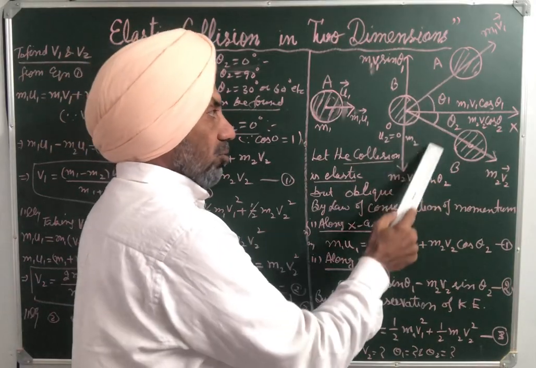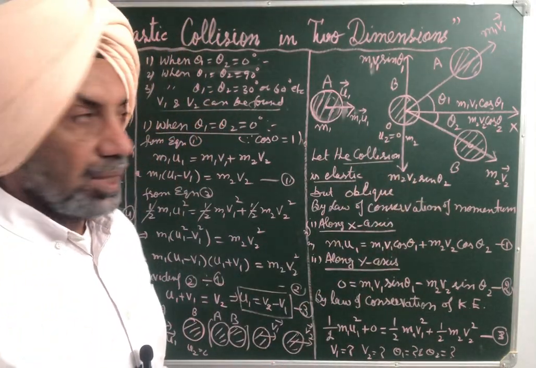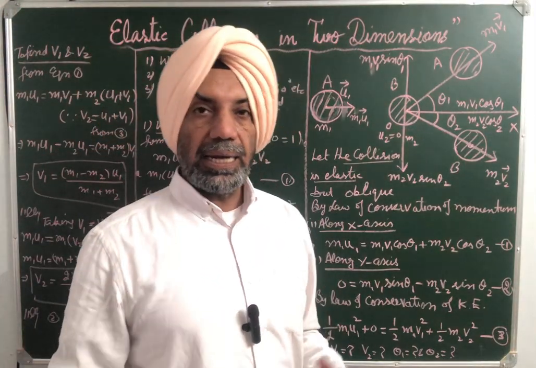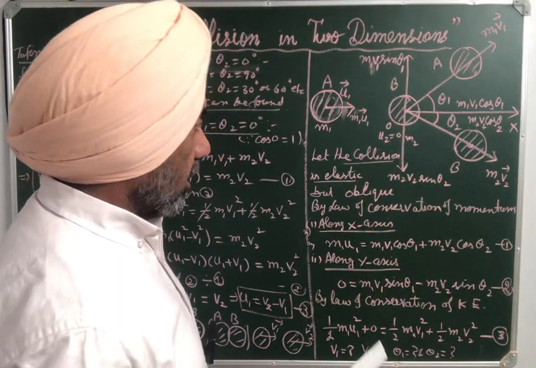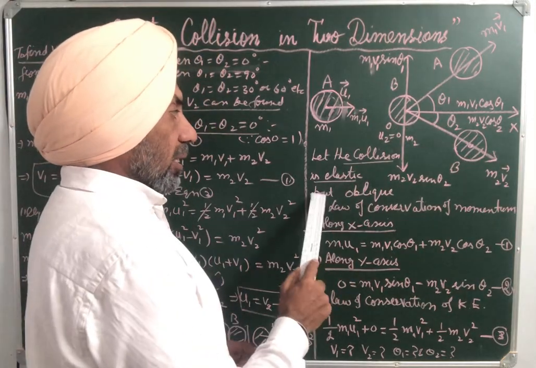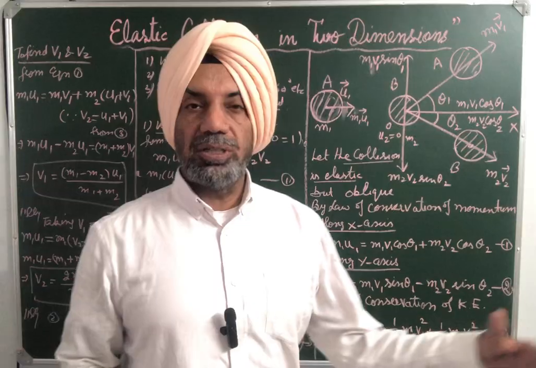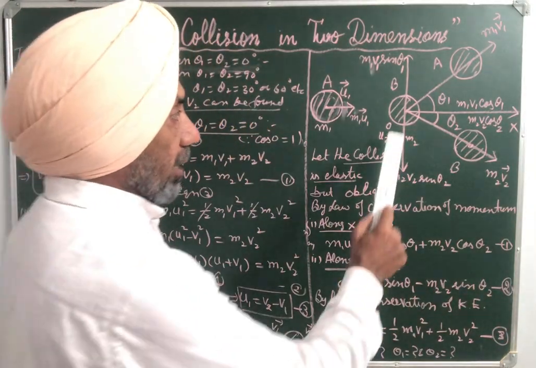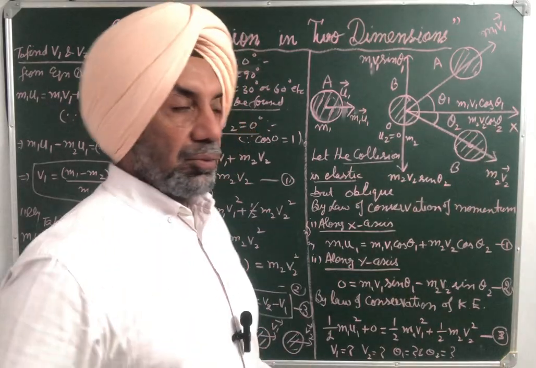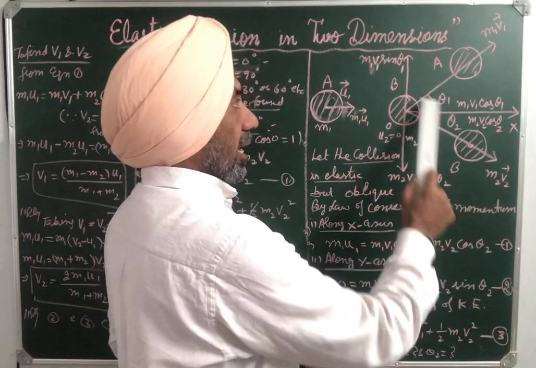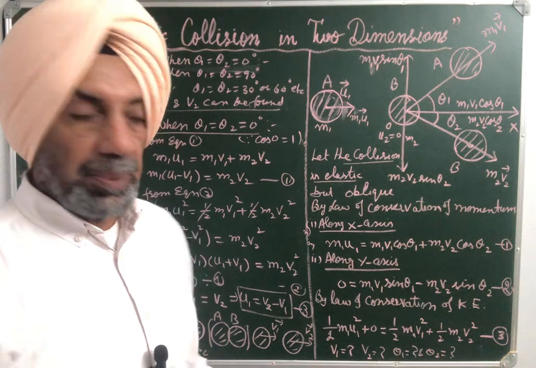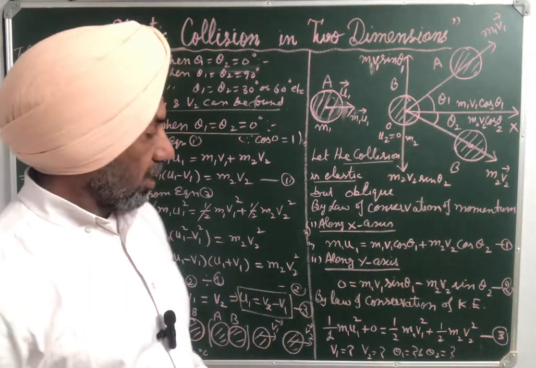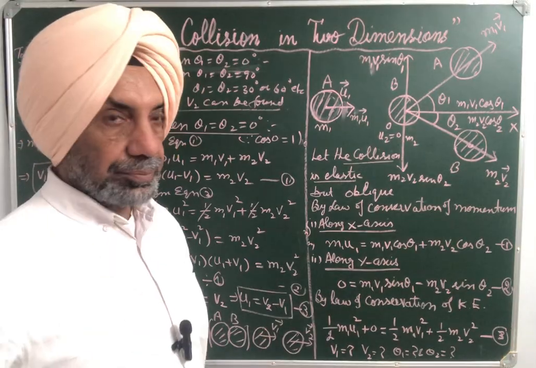Since the collision is elastic, both the law of conservation of linear momentum and kinetic energy are applicable. Even though the collision is elastic, it is oblique. It is not a head-on collision. It is not one-dimensional, it is two-dimensional. So we have to apply conservation of linear momentum first about the x-axis and y-axis separately. First, by the law of conservation of linear momentum along the x-axis.